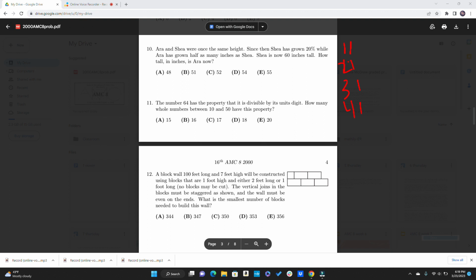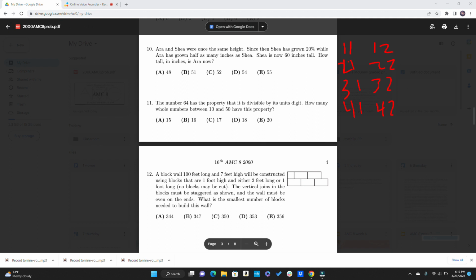Okay, what about numbers that end in 2? That would be 12, 22, 32, 42. Well, all of these numbers are even, right? They end in 2, so that means they must be divisible by 2, right? You can divide it by 2, and on and on. Okay, what about 3?